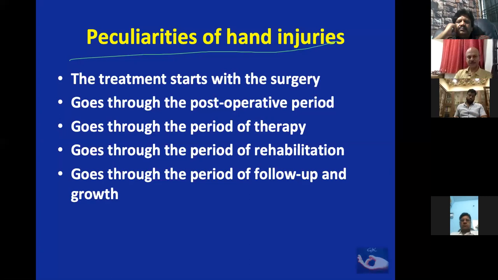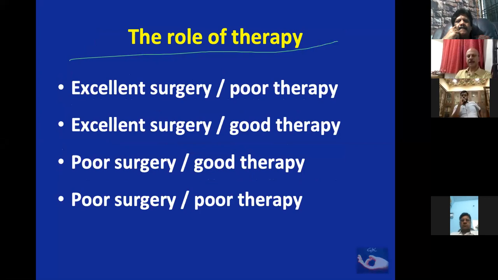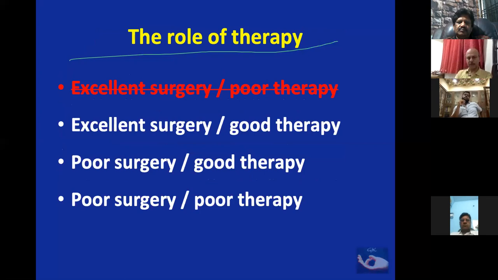When I think about the role of therapy, there are four different combinations that I can think of. You do an excellent surgery, but you do not follow it up with therapy. Or you do an excellent surgery, you follow it up with good therapy. Or a poor surgery, but you have an excellent therapist. Or a poor surgery and poor therapy. Obviously, even if you have done an excellent surgery, if your therapy is not good, you may not get the optimal results. We know that we are supposed to get back two things. One is form, one is function. The form, as a surgeon, you are able to get it back. But the function depends both on your surgical technique and your management and the therapy that is going to follow. Why this is important, we'll see soon.